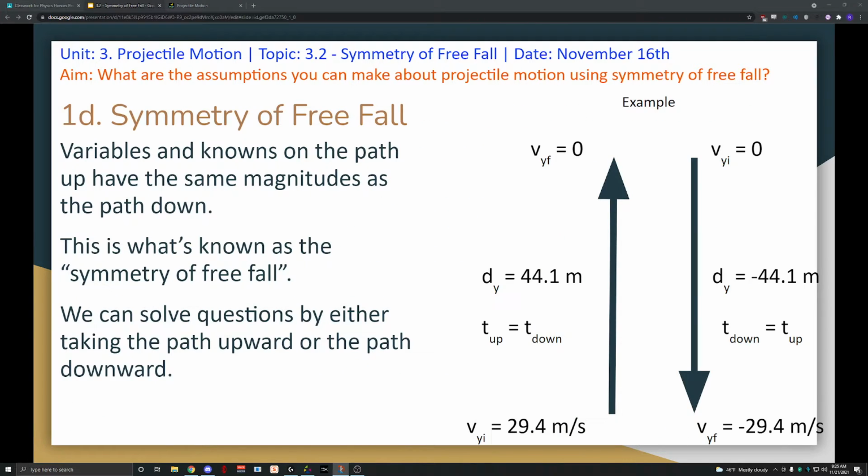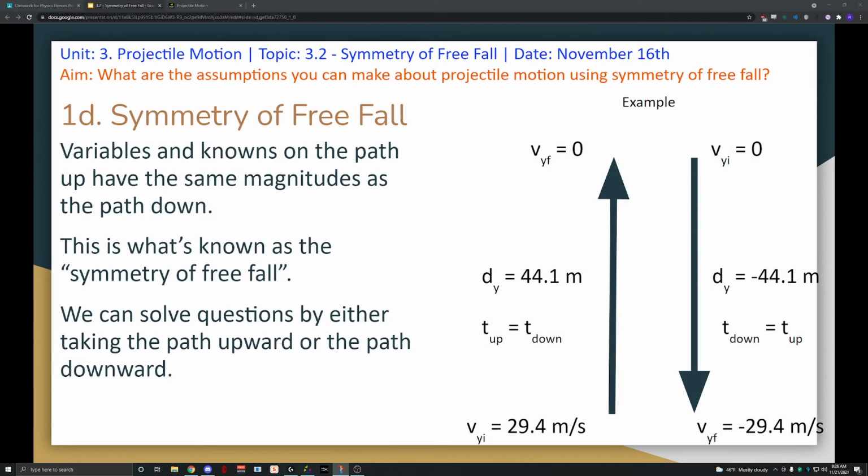And to summarize this, variables and knowns on the path up have the same magnitudes as the path down. And this is what's known as symmetry of free fall, right? Symmetry, symmetrical. Things are symmetrical. The definition of symmetry would be that things are equal on both sides.